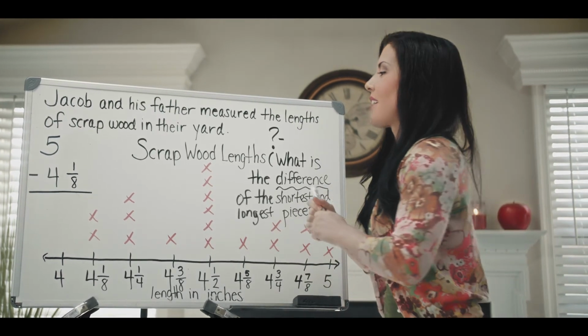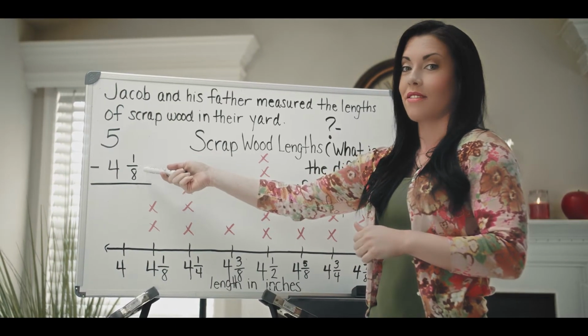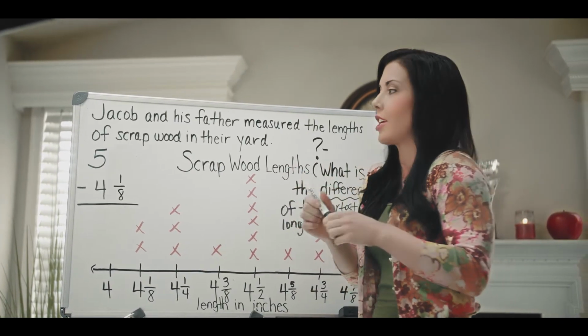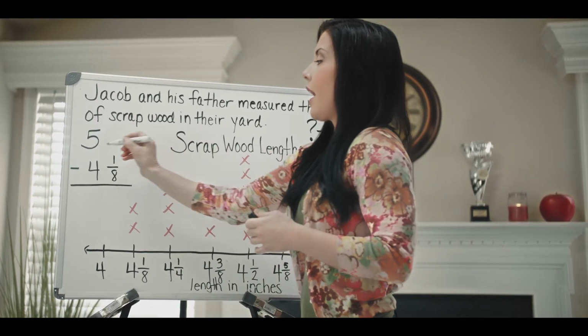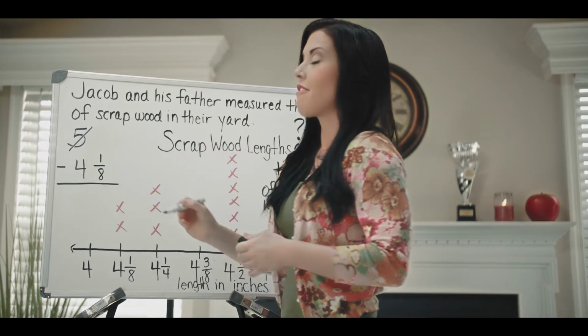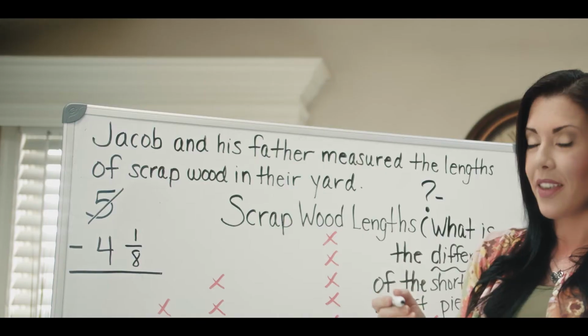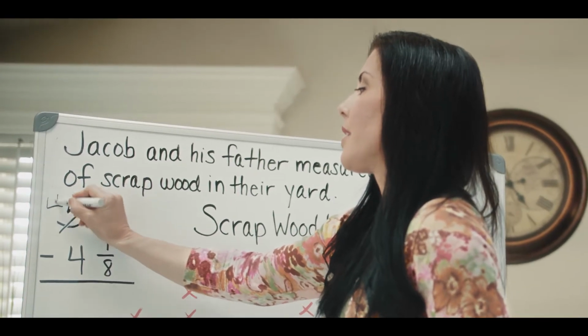You got this. Okay, so we know that we can't take something from nothing, okay? So we have to do a little bit of borrowing here. So I have to borrow from my 5, my whole number. I'm gonna take 1 from my 5. If I take 1 from my 5, that becomes a 4. Very good. So I'm gonna write 4.